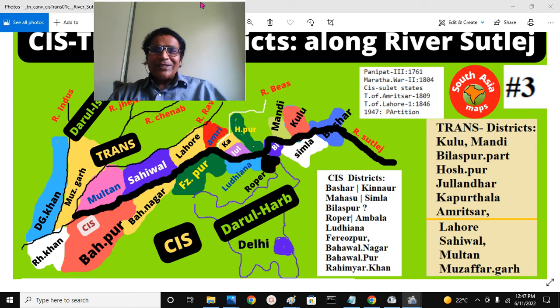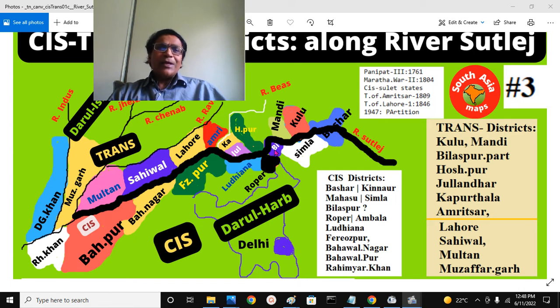We can see the CIS districts here. The CIS, this side of the river, some of the districts will span, so you have to keep that in mind. So this is the Tibet, we have Shipki La Pass, entered the Himachal area. This is the Bashahr district, called Kinnaur district now, Kalpa and Kinnaur, all those areas. Then the southern side is Simla, Bashahr district, Simla district.